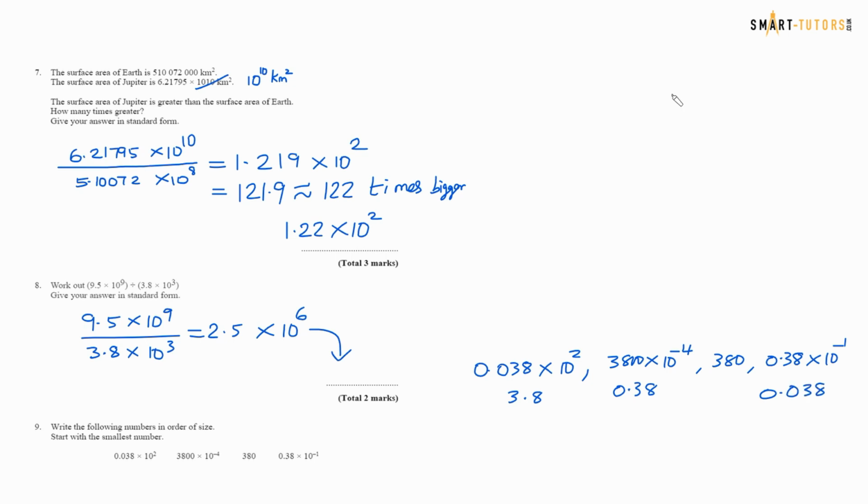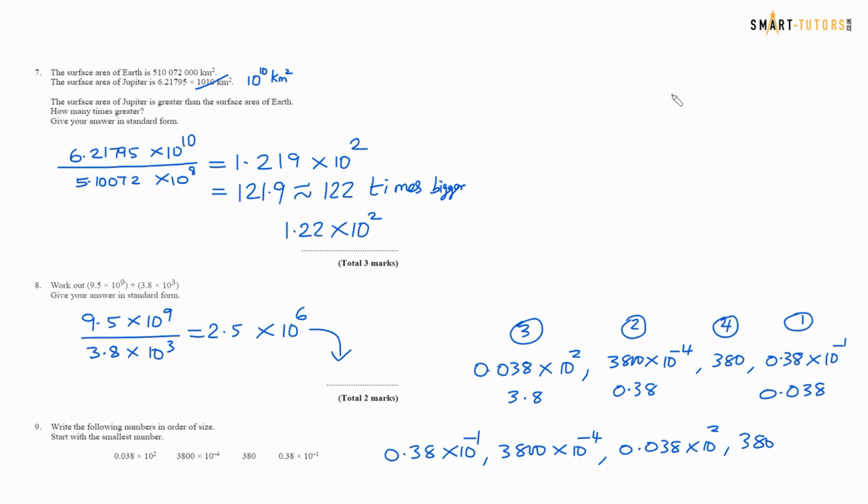So they're asking the smallest number first. So this is going to be the smallest number. Then this is the second smallest. Then the third smallest. And finally the biggest number is 380. So that is the order you're going to write. 0.38 times 10 to the power minus 1, 3800 times 10 to the power minus 4, and 0.038 times 10 to the power 2, comma 380. That is our final answer for question number 9.